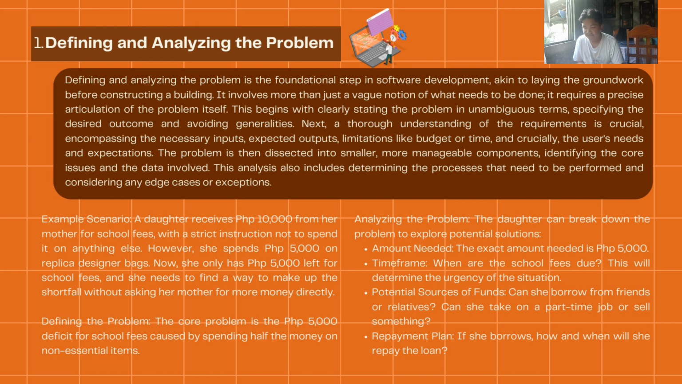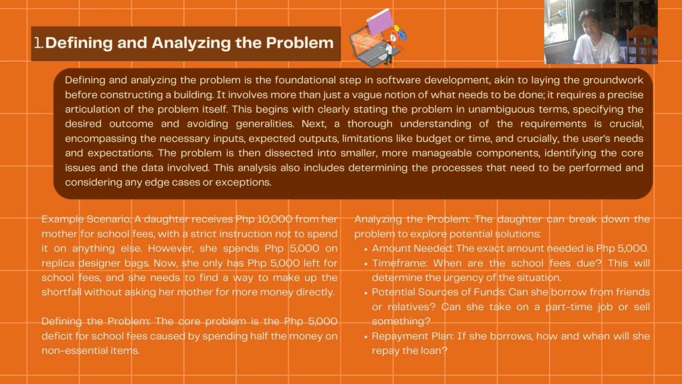However, she spends 5,000 pesos on replica designer bags. Now she only has 5,000 left for school fees and she needs to find a way to make up the shortfall without asking her mother for more money directly. So, defining the problem, the core problem is the 5,000 pesos deficit for school fees caused by spending half of the money on non-essential items.